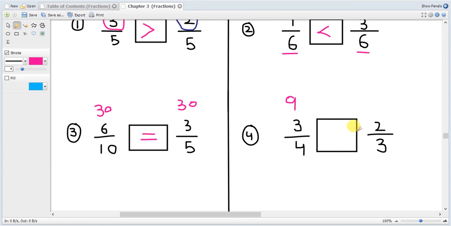Now multiply these two numbers. 2 times 4 is 8. Where should I write 8? Here. Got it? So since 9 is bigger than 8, I can say 9 is greater than 8, or 3 over 4 is greater than 2 over 3. I hope you have got the concept.